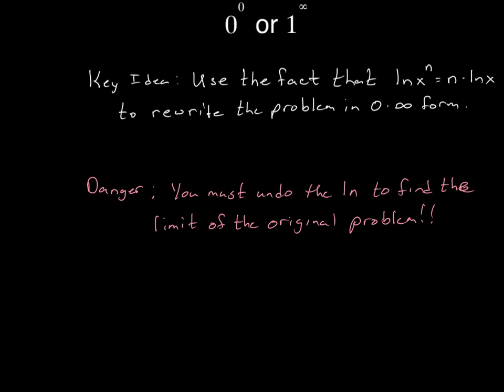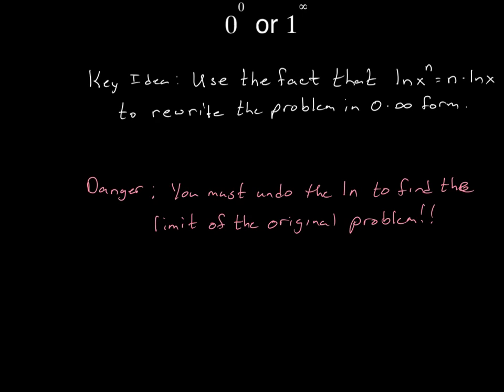Now let's take a look at what happens when we're dealing with 0 to the 0 or 1 to the infinity. In these situations, the key idea is that we want to use the fact that the natural log of x to the n is n times the natural log of x. In other words, by taking the natural log, we are able to bring that exponent out in front. And by doing that, it's going to rewrite that problem in the 0 times infinity form, which we already know how to solve.